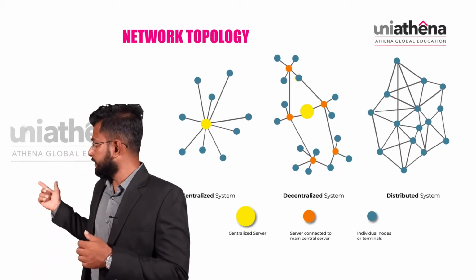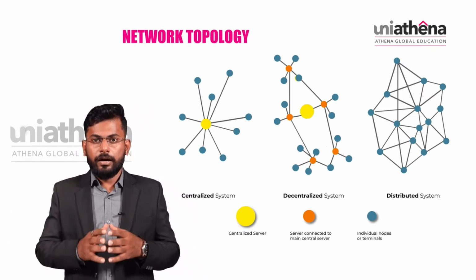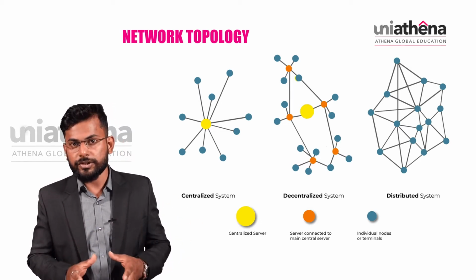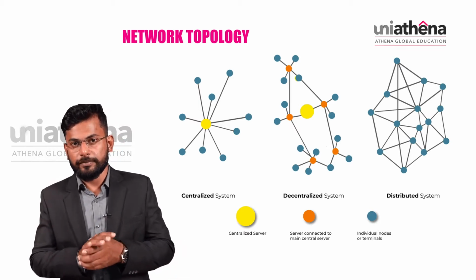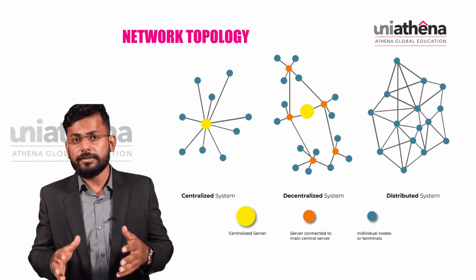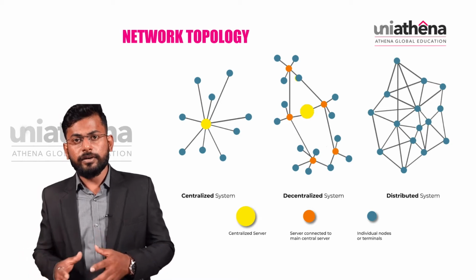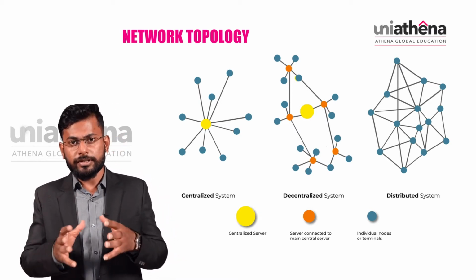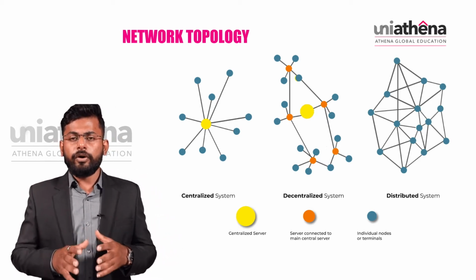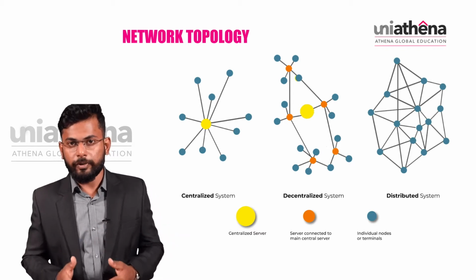As you can see in the diagram, there are three structures. There are three topologies which are presented. The first structure is a logical representation of a centralized network architecture. The second that you can see is a logical representation of a decentralized network architecture. The third one is the logical network topology of a distributed network architecture. The point here is these are the three basic types of network architecture or topologies.